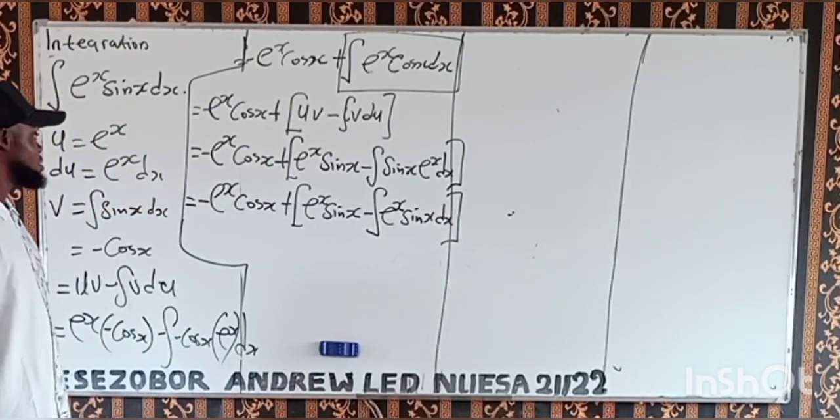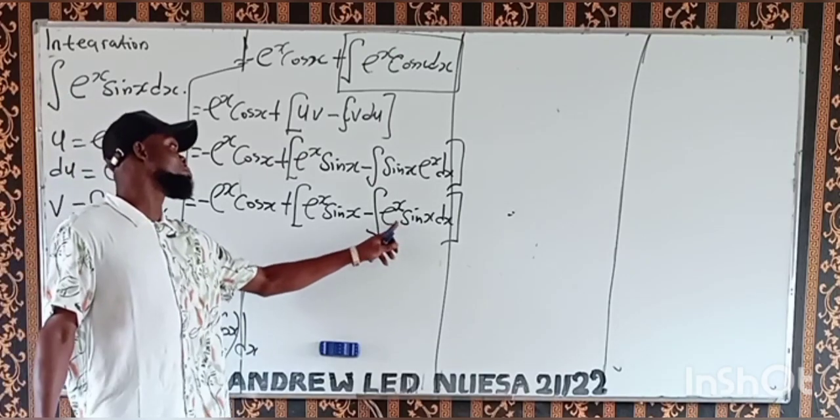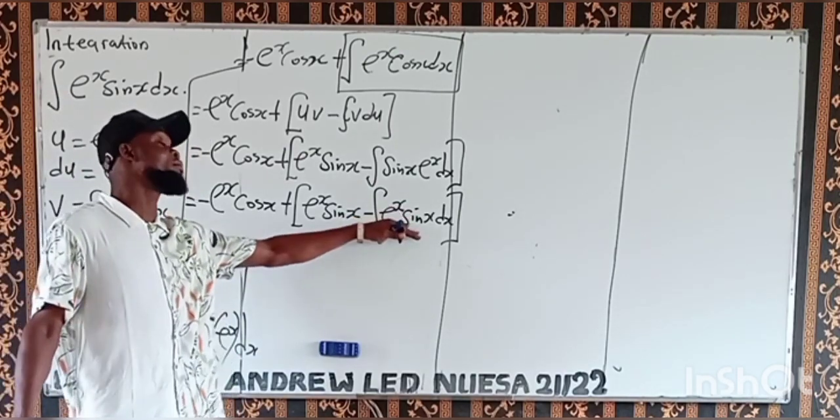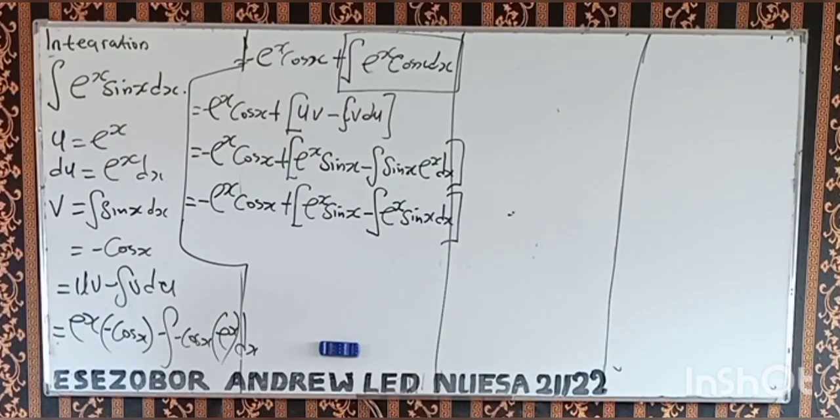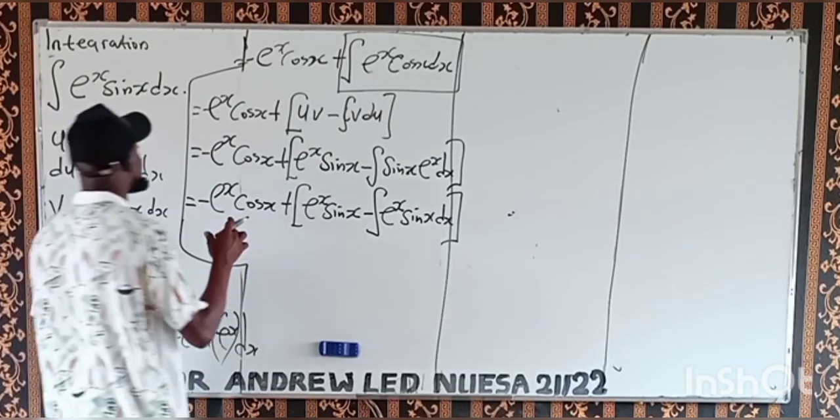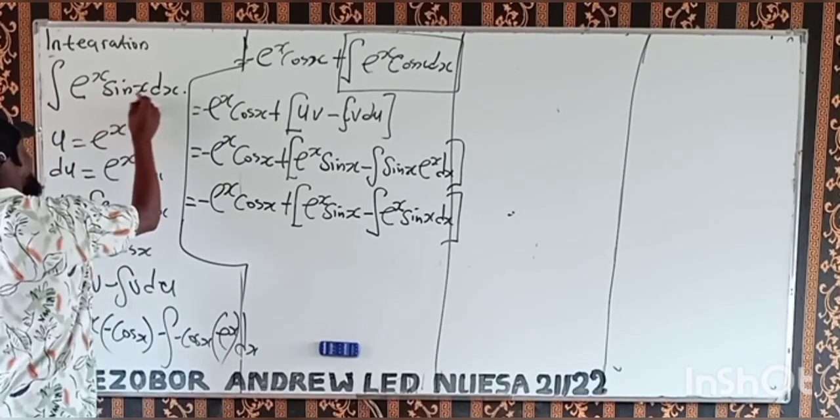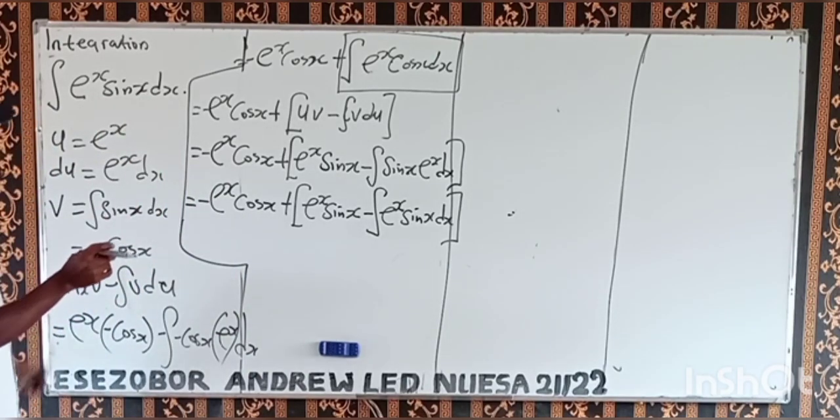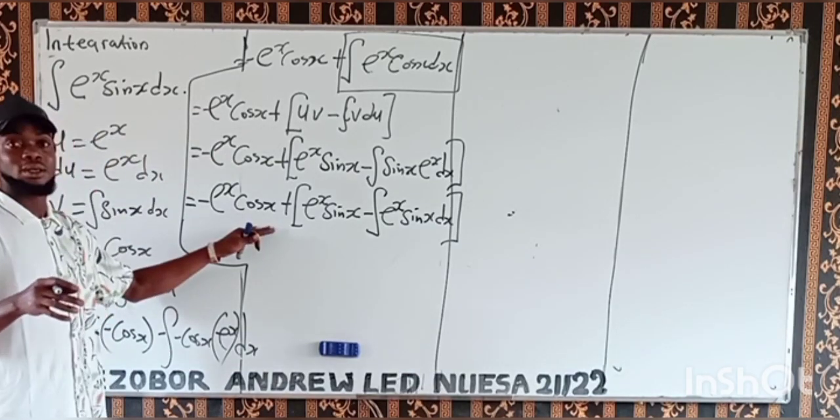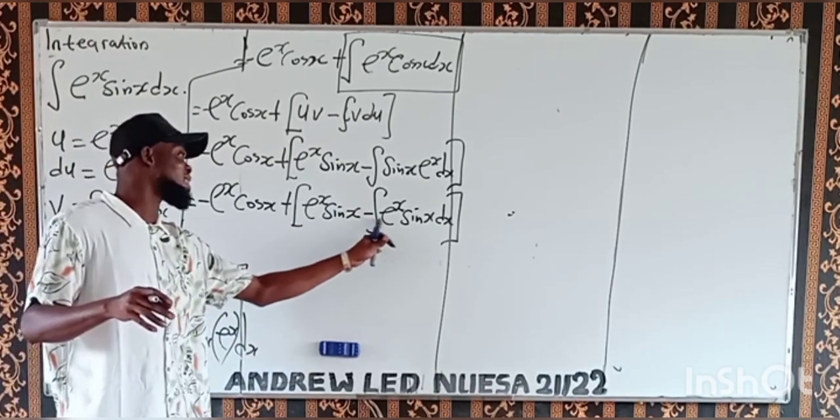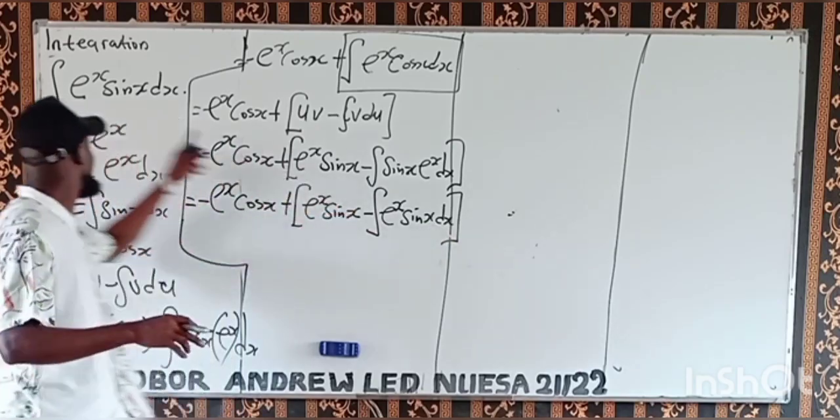What is the problem? The problem is the thing will keep on going, and we keep on solving until we'll be tired. So what do we do? We discover that if you have an exponential and a trig function, after you have integrated two times, you discover that this last term will be equal to the question.